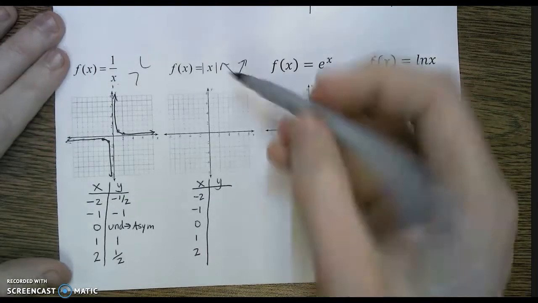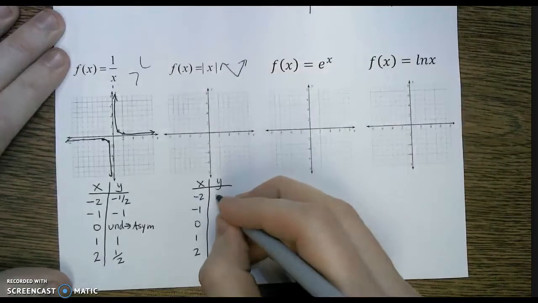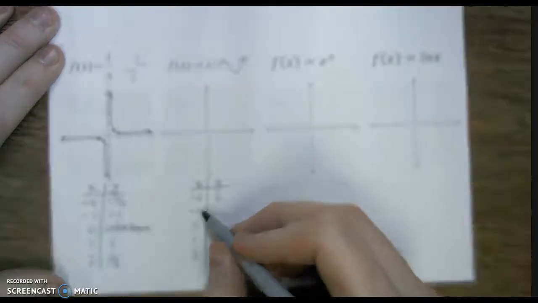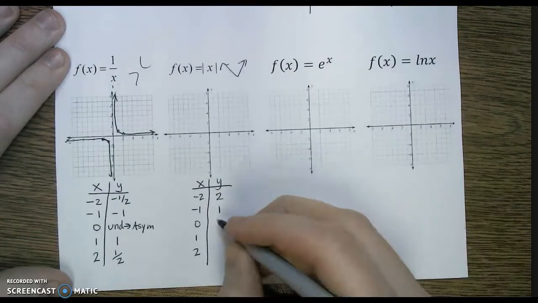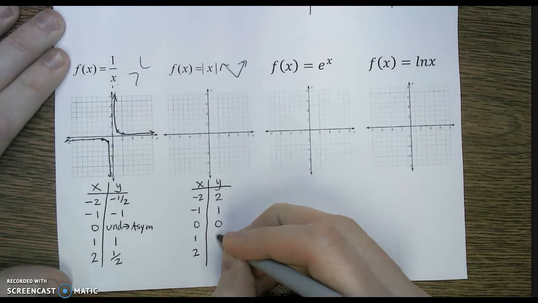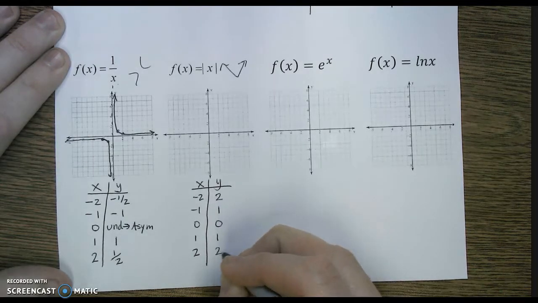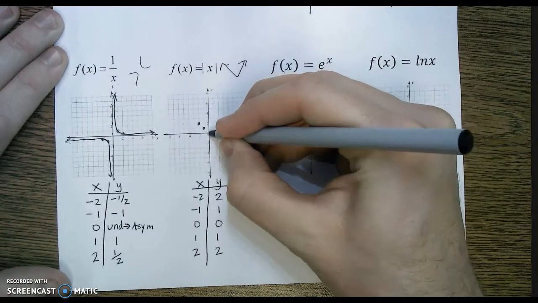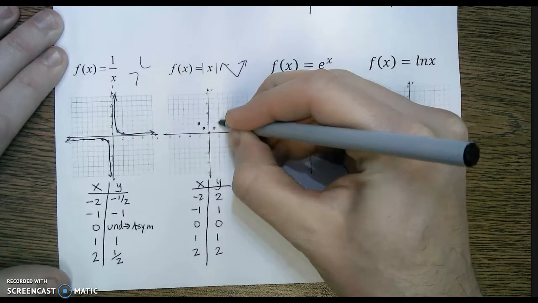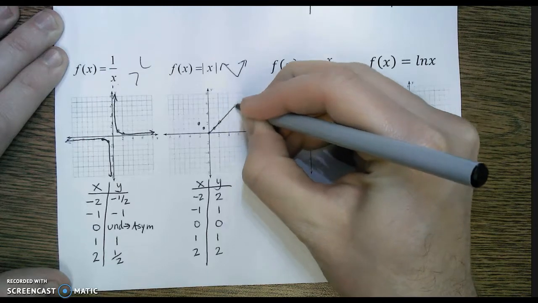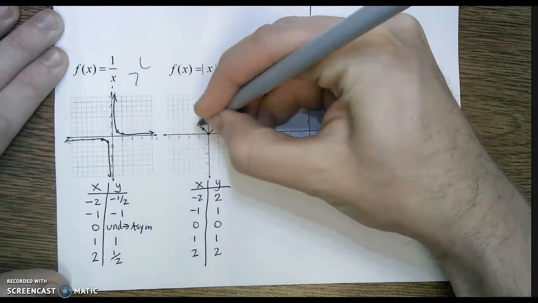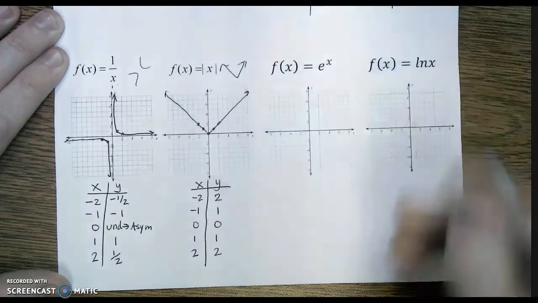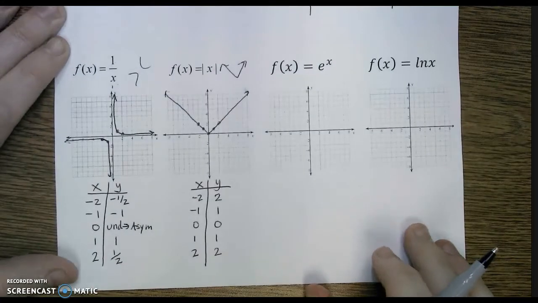So if I plug in -2, the absolute value changes it to +2. If I plug in -1, it changes to +1. 0 stays 0. 1 stays +1. 2 stays +2. So -2 is at 2. -1 is at 1. 0, 0. 1, 1. 2, 2. And then we get that perfect V shape. So that is your absolute value function.